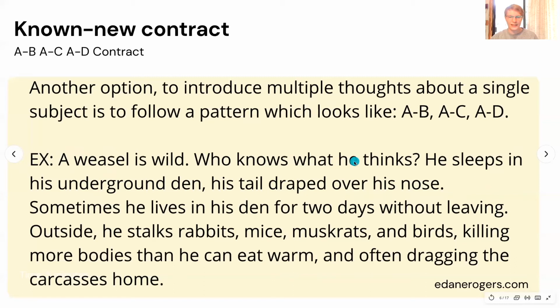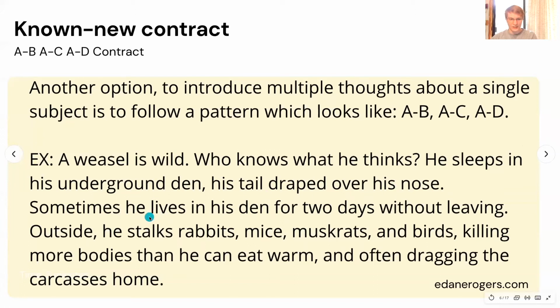Who knows what he thinks? He sleeps in his underground den. He is the weasel. So that's A again, the known. And the new information, sleeps in his underground den, that's going to be C. So we've got A, B, A, C. You're maintaining the same subject, but you're changing the predicate in each sentence so that you're able to introduce 3 separate ideas about him. His tail draped over his nose.